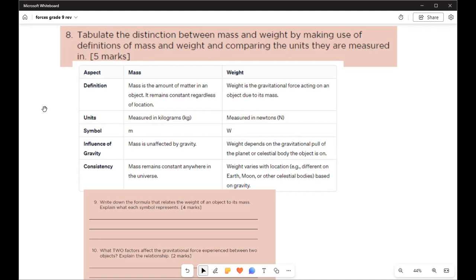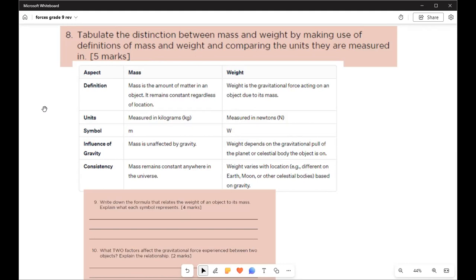Influence of gravity, right? Mass is unaffected by gravity. Your mass will be the same. Your amount of atoms, amount of matter that you are made up of remains the same, right? But weight depends on the gravitational pull of the planet or celestial body the object is on. Your weight on Earth is not going to be the same as your weight on Mars, your weight on the Moon. Does that make sense? Perfect. And those are basically the differences between weight and mass. They are very important. I'm sure you're going to be asked this in an exam. Don't forget that. Okay.